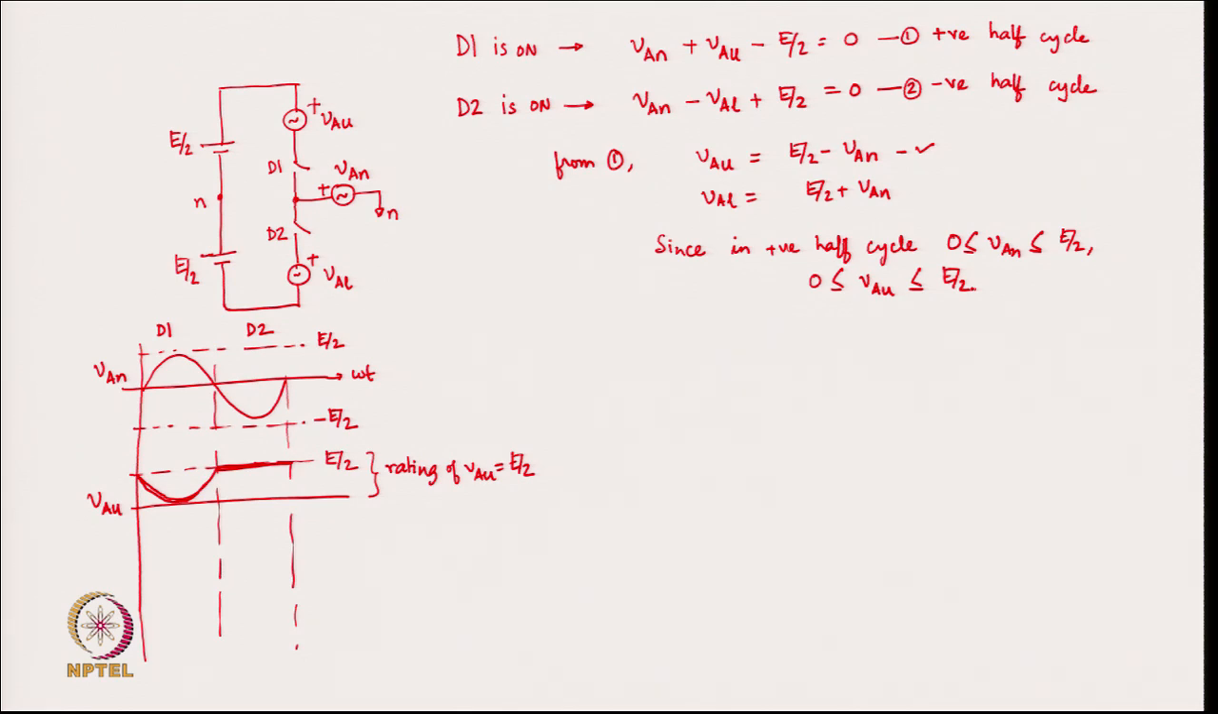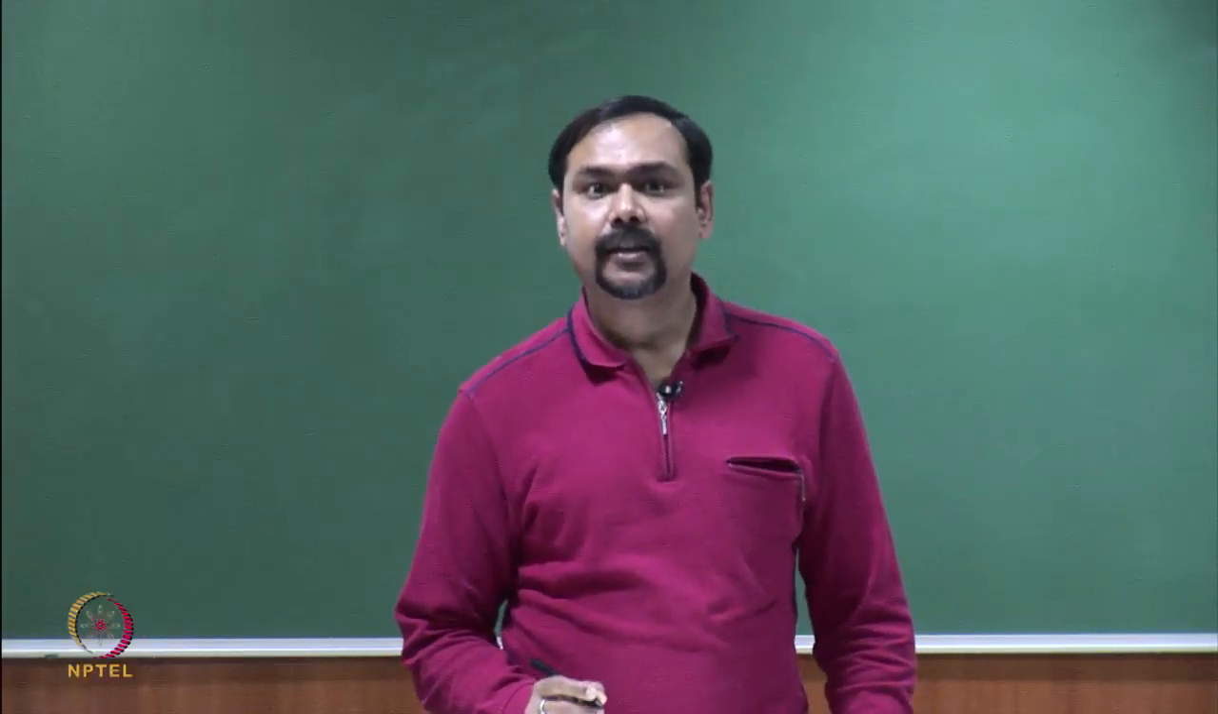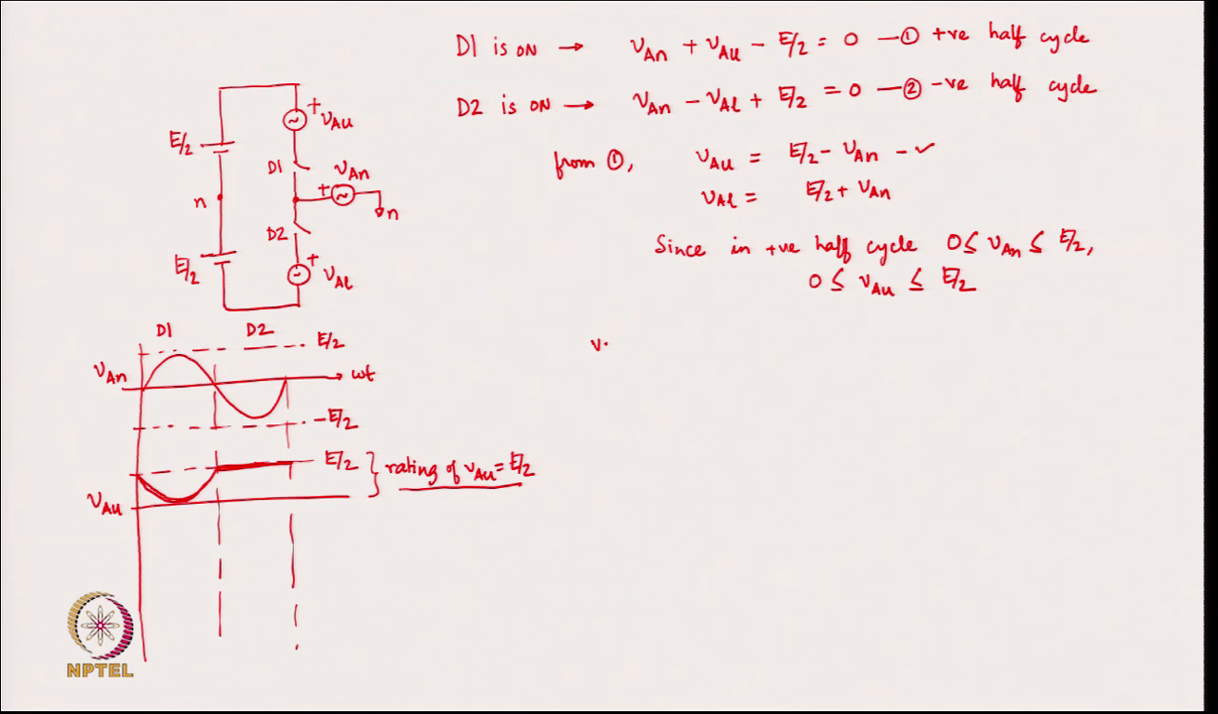Okay. So, therefore, this statement is valid. What is the voltage rating of the director switch D1? The voltage rating of D1 can be obtained when D1 is off and D2 is on. Okay. So, the voltage rating of D1 can be seen, suppose you write it like this.